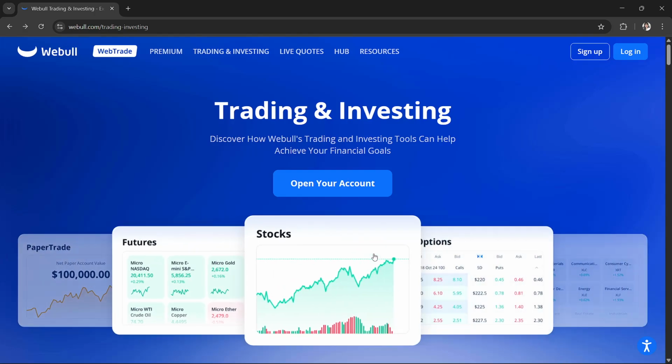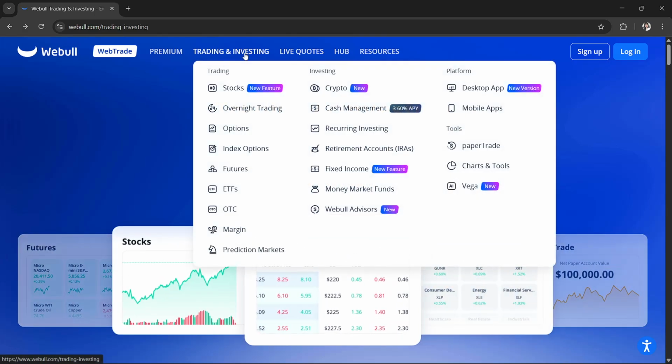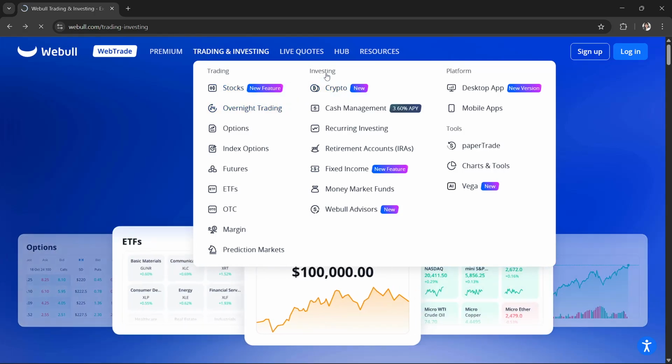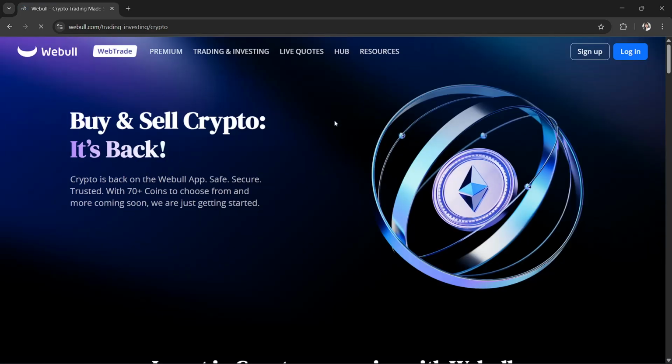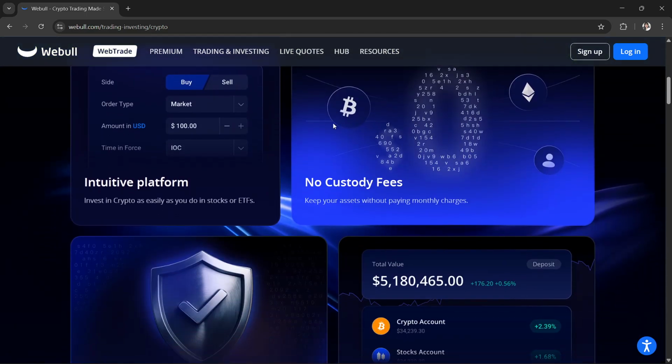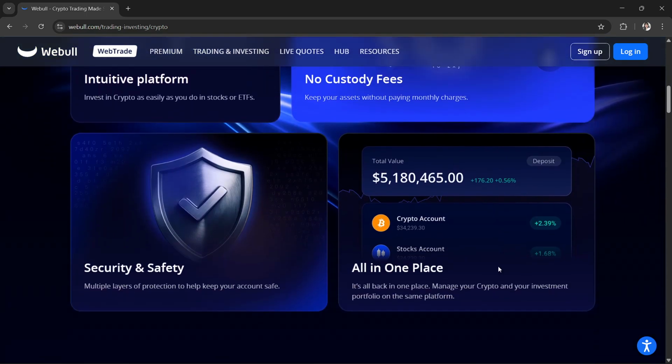or Webull website and make sure that you've already logged into your account, and then go ahead and look for the trading and investing section, and then go ahead and click crypto, and it is under the investing section, and just wait for it to load.